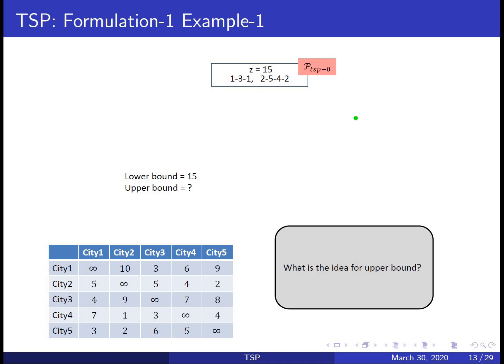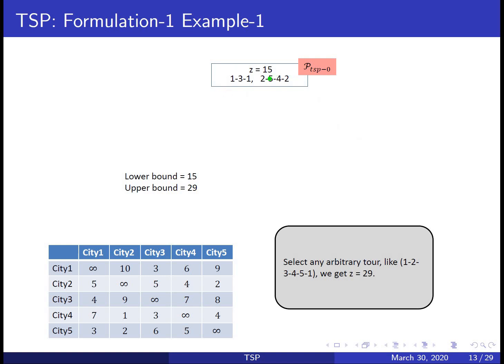Now how to get an upper bound for this problem? The upper bound for this problem is nothing but a feasible solution. And for TSP you can get a feasible solution very easily. For example, I could just say going from 1, 2, 3, 4, 5 and coming back to 1 is a feasible solution for TSP. And the corresponding objective function value is 29. So that will be the upper bound for this problem.